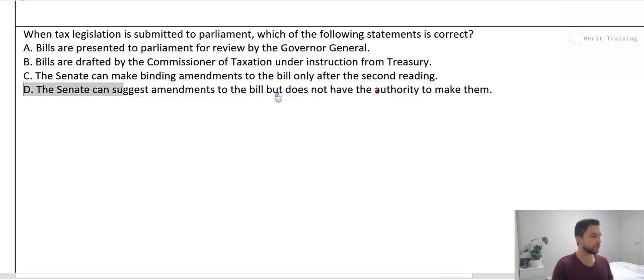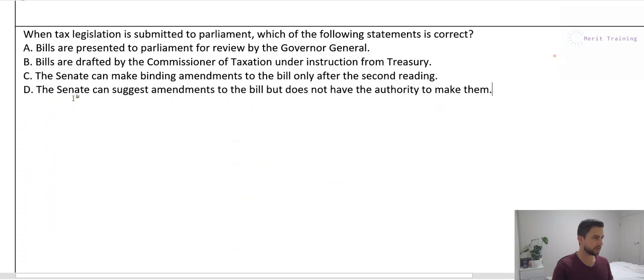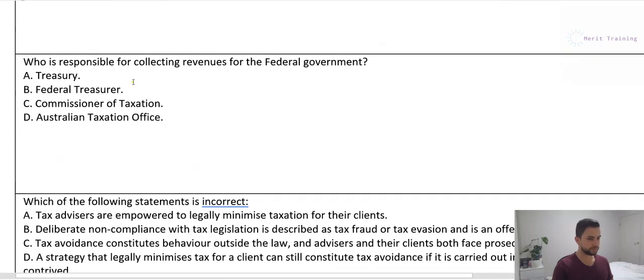So logically, D would be the correct answer, but as per usual, we need to just confirm logically that this makes sense and is correct. Otherwise, we've missed something. So the Senate can suggest amendments to the bill, but does not have authority to make them. Okay, well, yeah, we just went through that. That's also correct. We just said that the Senate, however, may suggest to the House to make such amendments that the Senate itself is unable to make. So D is the correct answer.